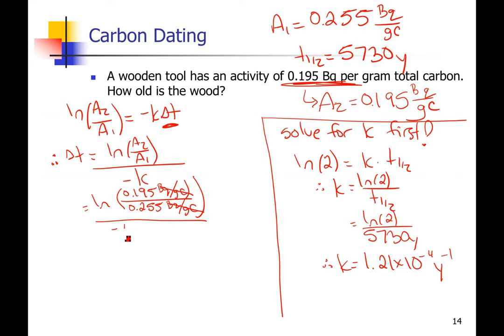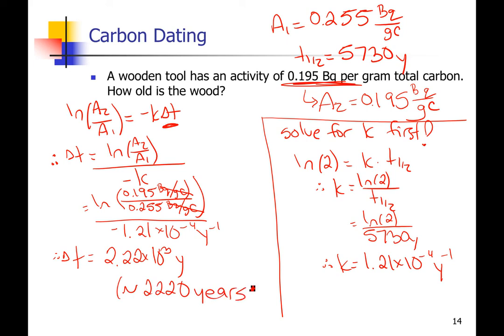Divided by negative 1.21 times 10 to the minus 4 inverse years. And remember, dividing by inverse years is going to give me an overall unit in years. Plug everything into the calculator, and I should pop out an answer of 2.22 times 10 to the 3 years, or approximately 2,220 years. So my wooden tool is about 2,000 years old, 2,200, give or take.